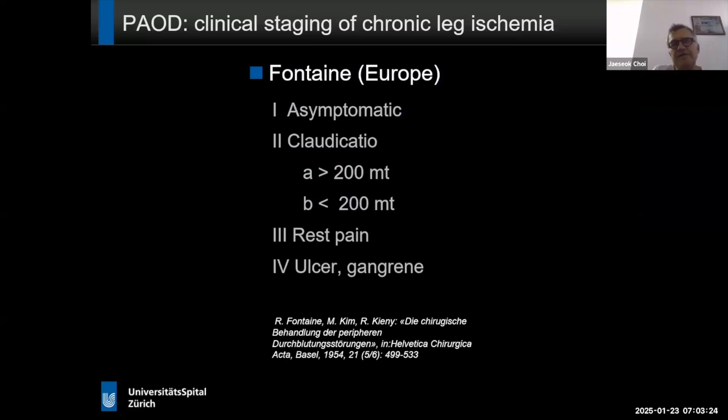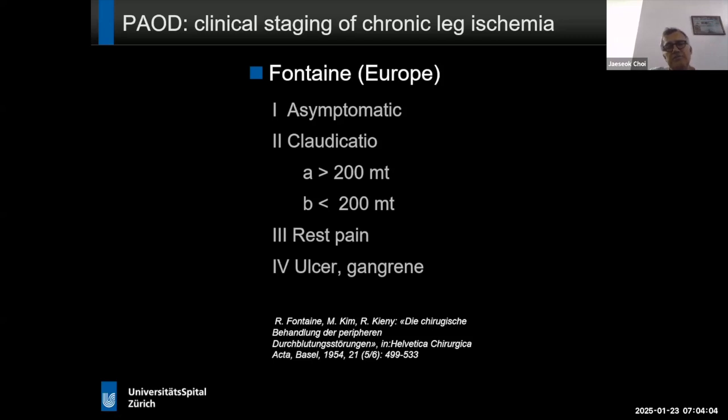When it comes to the clinical staging of chronic leg ischemia, there's been that staging by Mr. Fontaine. He was a surgeon in the aftermath of the Second World War in Strasbourg, France, and he published that in the Swiss Surgical Journal. In those days, these journals still had Latin names, as you can see down here, Helvetica Clinica Acta in Basel. That staging system, which is purely clinical, is still widely adopted in Europe.